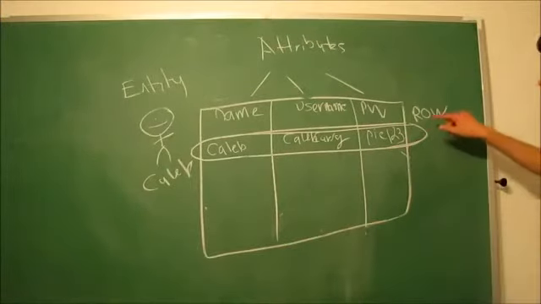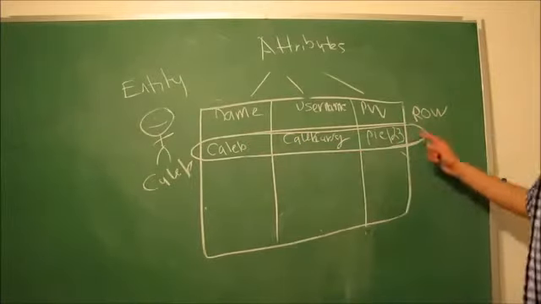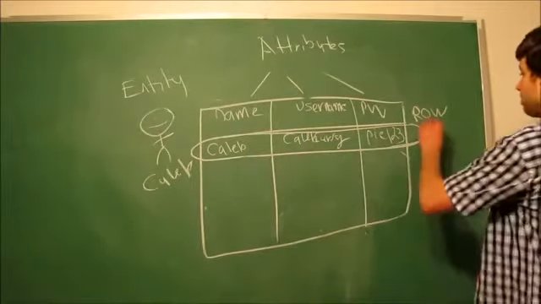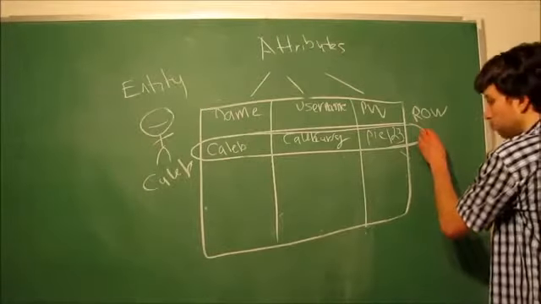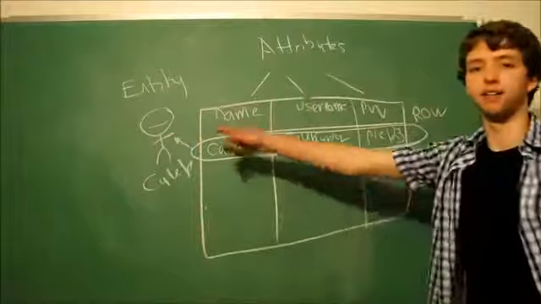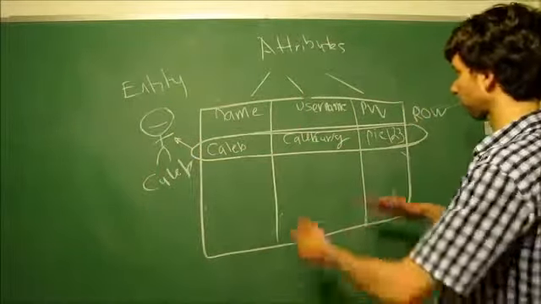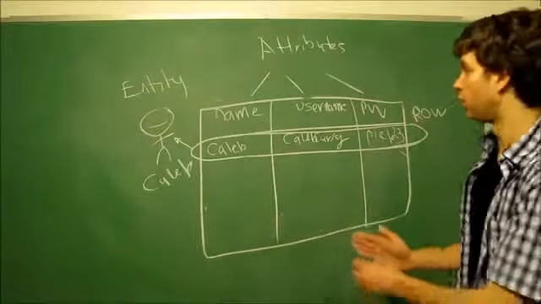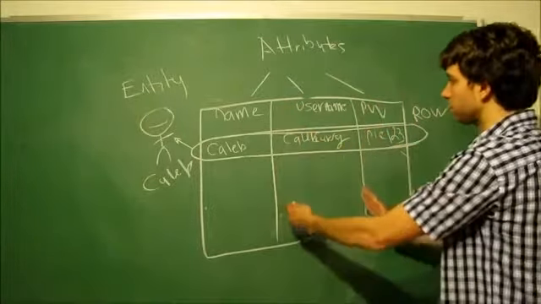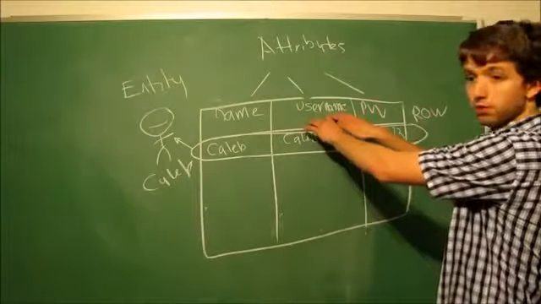So a row is all of the attribute values for a specific entity. So this row points to that entity, that person. Pretty simple. A column is all of the values for a specific attribute type. So the attribute type is username.